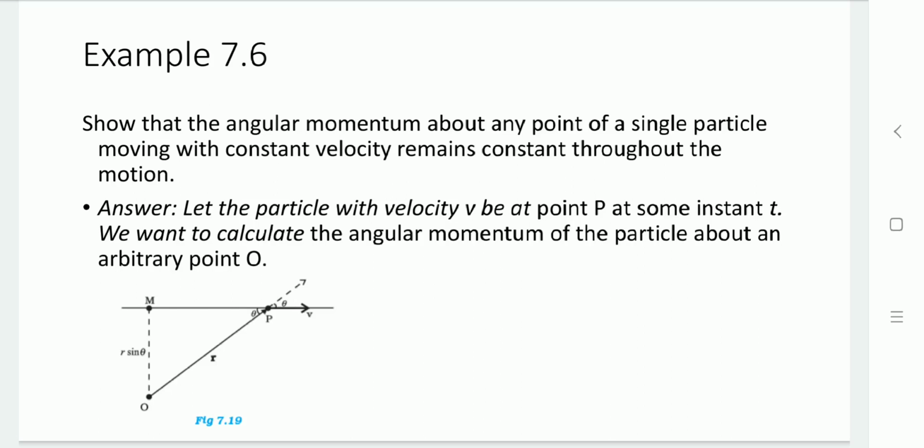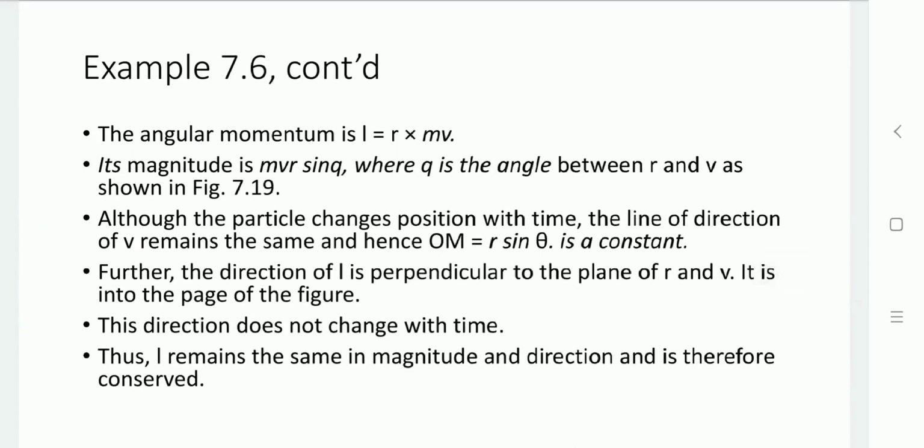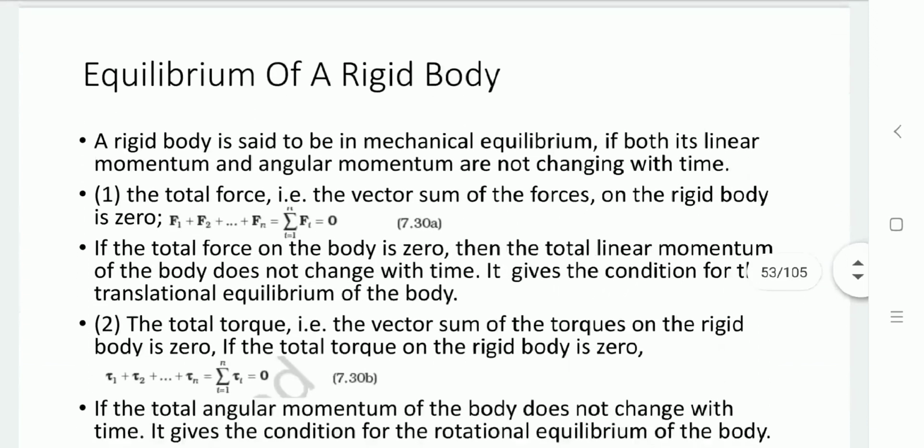So here the particle changes its position with time, but the line of direction of velocity is the same. So OM equal to r sin theta is constant. The direction of L, the angular momentum, is perpendicular to the plane of r and v, that is, into the page of the diagram. So the direction will not change with time, and L remains the same in magnitude and direction. It means it is conserved.